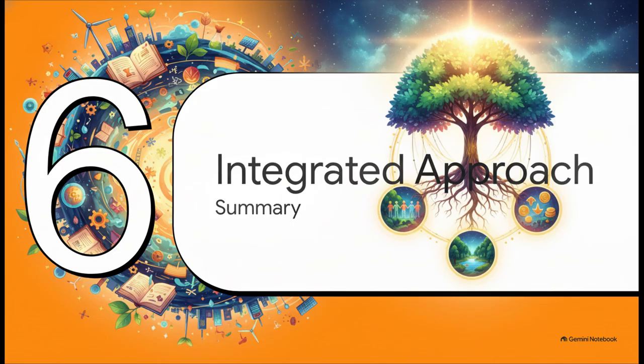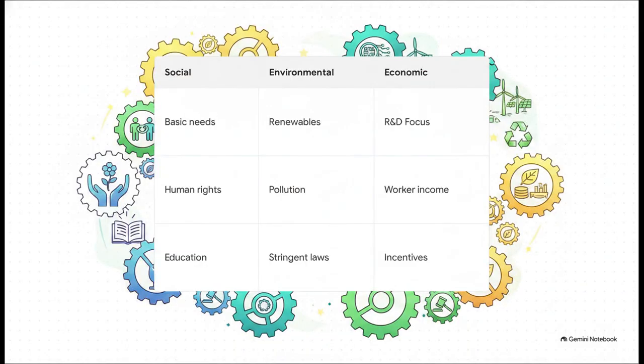And finally, Section 6, the integrated approach. Let's bring all these concepts together and synthesize what we've learned to wrap up this explainer. This summary table beautifully visualizes the entire integrated system. Under the social pillar, we see the absolute necessity of meeting basic needs, protecting human rights, and providing education. Looking at the environmental pillar, the focus shifts to tapping renewables, actively reducing pollution, and enforcing stringent laws. And over in the economic pillar, we require optimized R&D, steady worker income, and powerful green incentives.